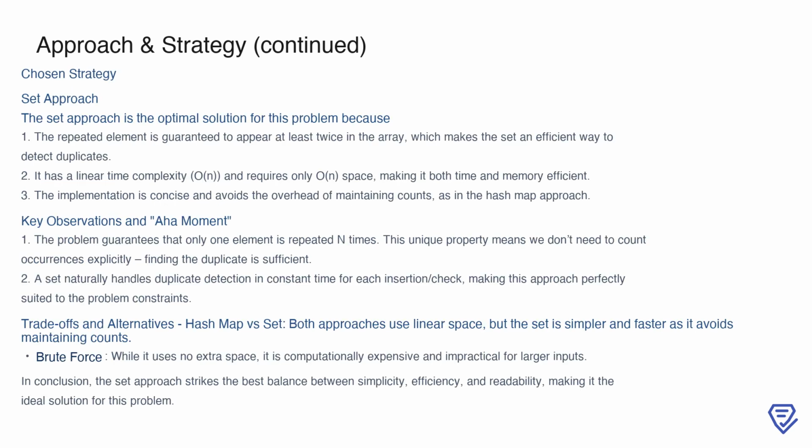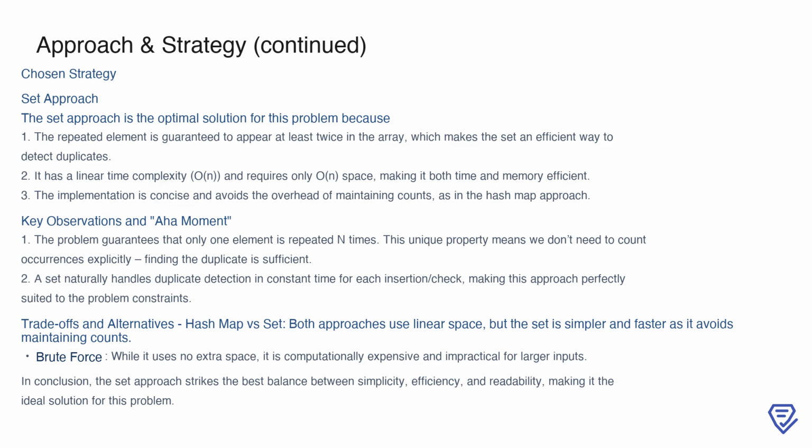The set approach stands out as the optimal strategy for this problem. Since the repeated element is guaranteed to appear at least twice, the set provides an efficient mechanism to detect duplicates. Its linear time complexity of O(n) and linear space complexity of O(n) make it both time and memory efficient. Additionally, the implementation is concise and avoids the need for extra bookkeeping, such as maintaining counts, which is required in the hash map approach. There are also some key insights that make this approach especially suited to the problem.